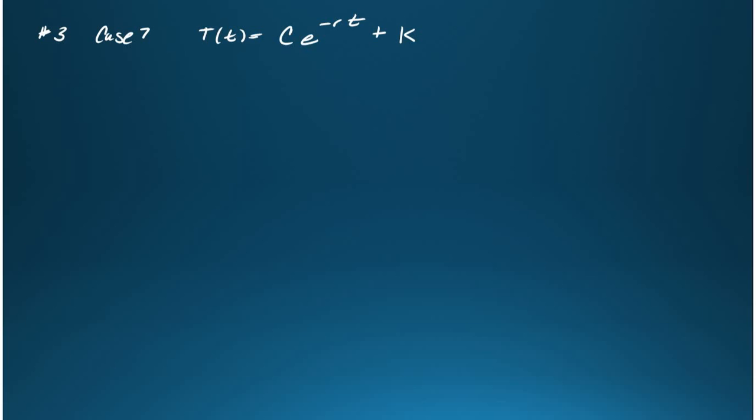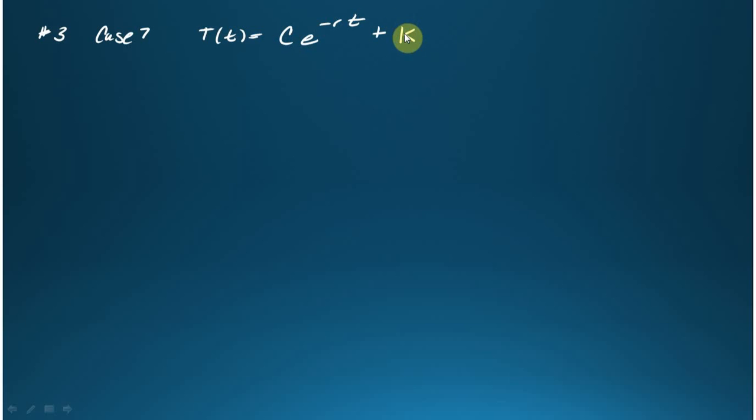So this is the better model. The problem is it's a more complex model, so it's harder to work with. The model has what we call 3 parameters: this parameter C, the parameter R, and the parameter K. And they're dependent on the situation at hand.